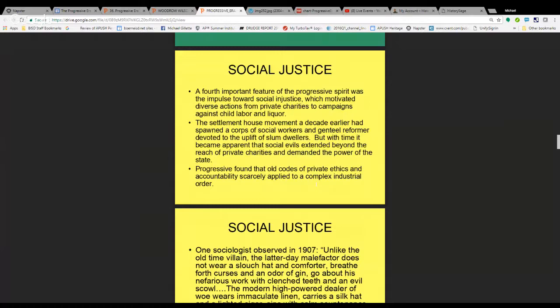The progressives found that the old codes of private ethics and accountability scarcely applied to a complex industrial order. So social justice cannot be carried out by charities. Charities are really incapable of dealing with the injustices in American society, because of the prevalence of these injustices on such a large scale.